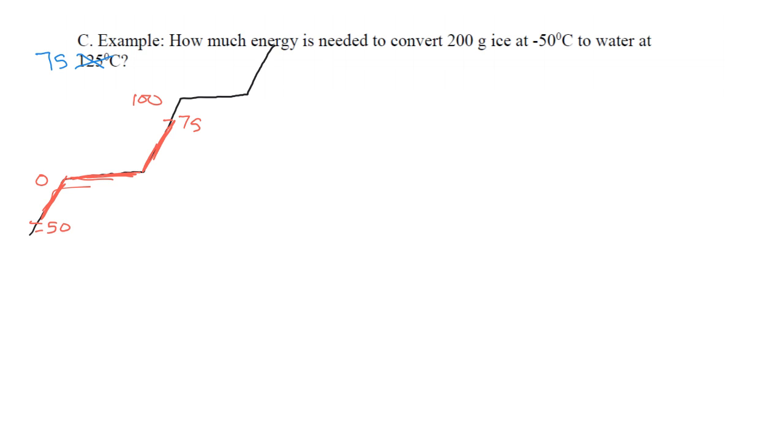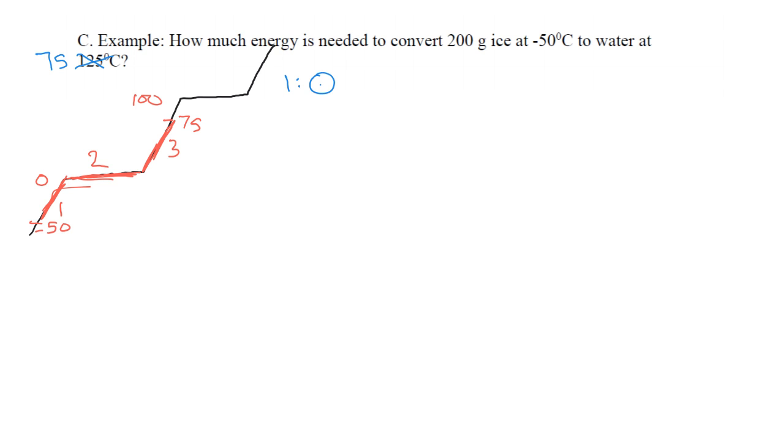So what you cannot do is just do Q equals mc delta T and plug in your change of temperature from -50 to 75, because there are different specific heat values. There's this flat line section that we have to calculate. So I'm actually going to number these sections 1, 2, and 3, and I have to do 3 different calculations and then add them together.